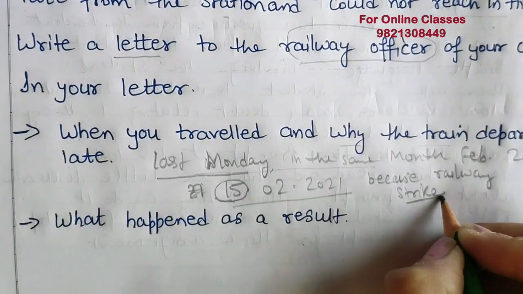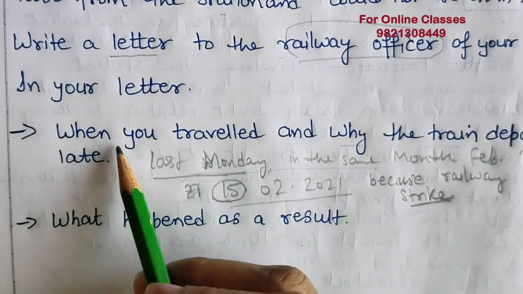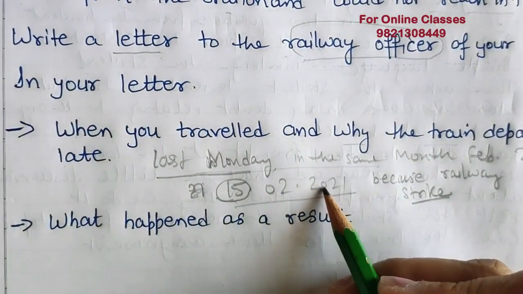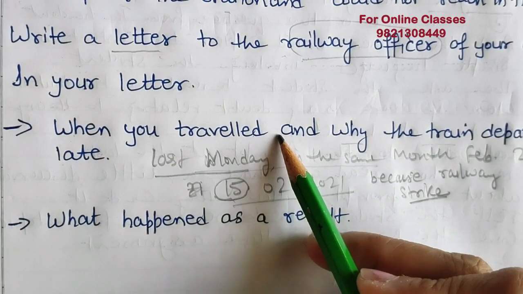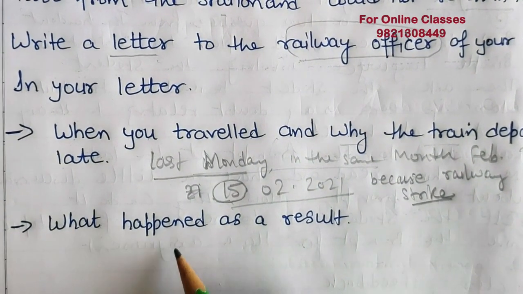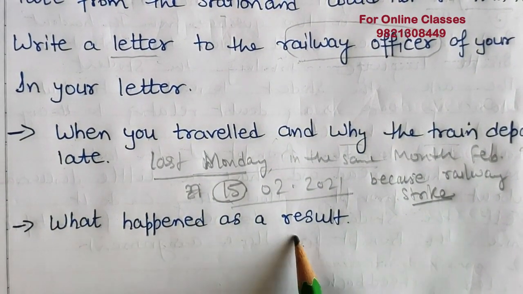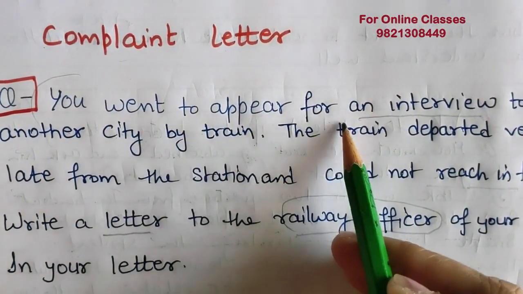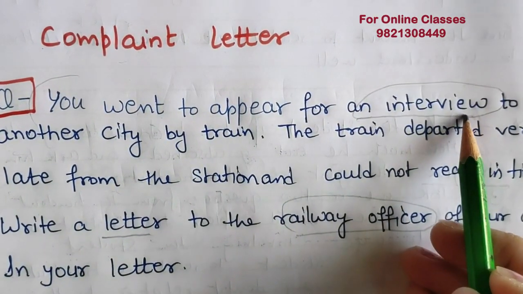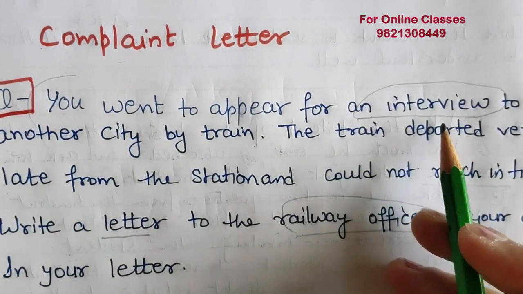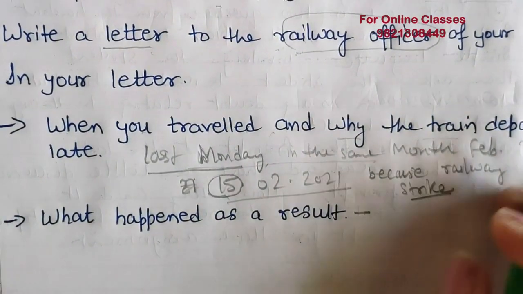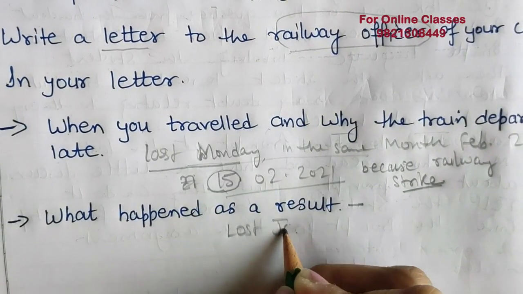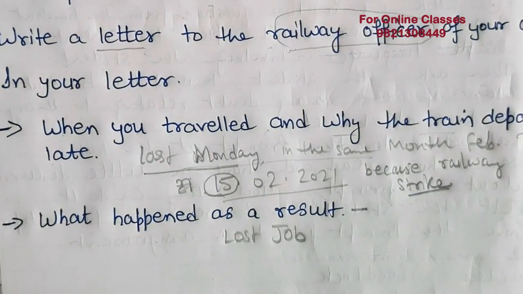Okay, these keywords you should always write in the question paper, because with the help of these keywords you can expand your bullet points in the letter. Second is what happened as a result. Because here it is given you went to appear for an interview, of course you reached the interview place late. So what happened as a result? You must have lost your job. You can write like lost my job.